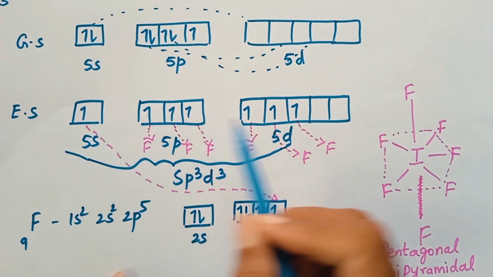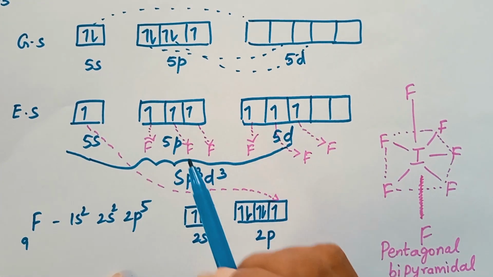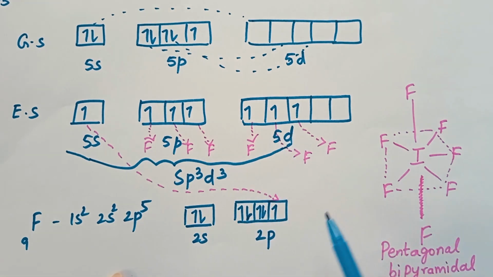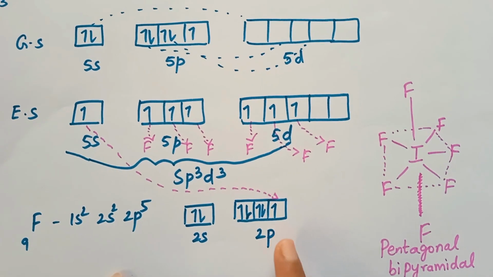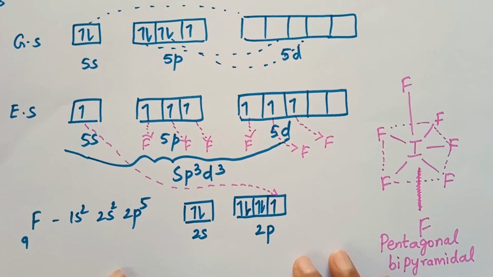There are 7 unpaired electrons in iodine. These 7 unpaired electrons will pair up with 7 fluorine atoms, and it forms sp3d3 hybridization. The electronic configuration of fluorine is 1s2, 2s2, 2p5. It has 1 unpaired electron in the 2p orbital. There are 7 fluorine atoms, so totally 7 unpaired electrons. So 7 unpaired electrons from iodine pair up with 7 unpaired electrons of fluorine to form sp3d3 hybridization.